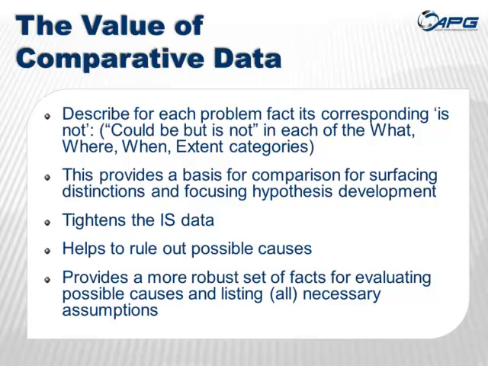The comparative data also tightens the is data. So going back to the nuclear power backup turbine, it was a very specific type of low frequency vibration they were experiencing, not the more expected high frequency vibration. This was a very specific type of low frequency vibration. So it really puts a box around and tightens our is data in terms of what is happening.